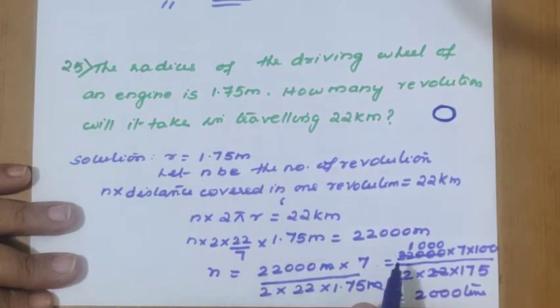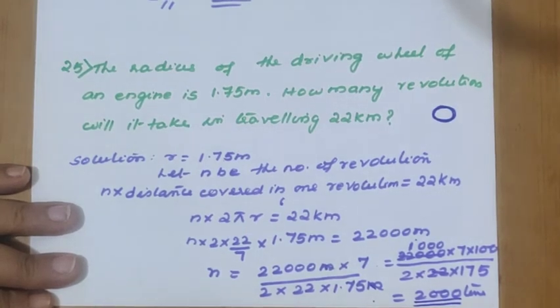Now n equal to 22,000. This 7 will go to the numerator, so into 7 divided by 2 into 22 into 1.75 in the denominator. The meter will get cancelled. Now what is the next step? We should convert 1.75 as 175 by 100, so the 100 will go to the numerator. After the simplification, you will come to know that the answer is 2000 times. So number of revolutions taken by the wheel equal to 2000.